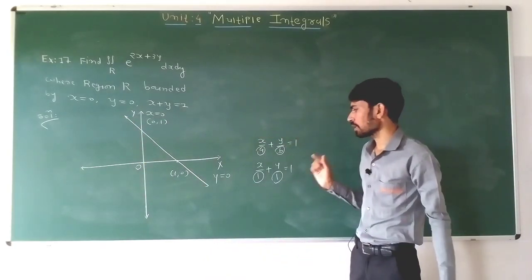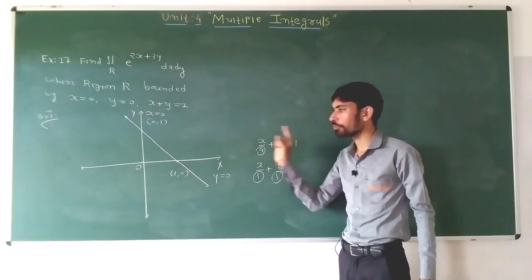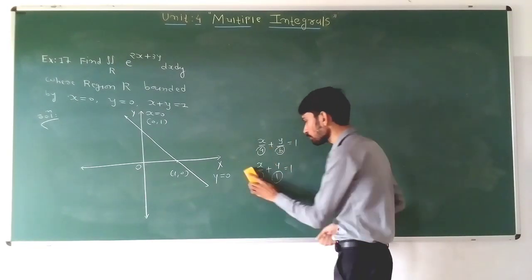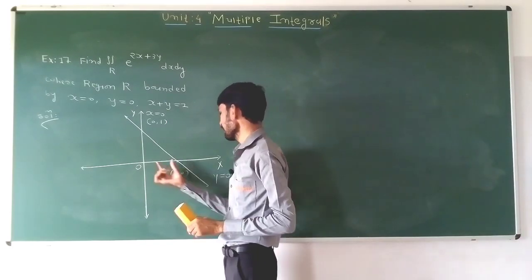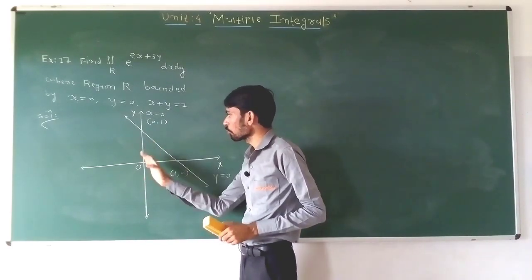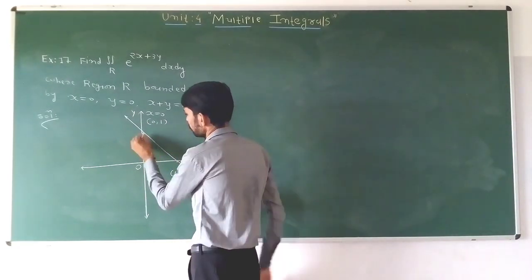Keep these things in mind: x plus y is equal to 1 is the equation of a line that passes through the points (1,0) and (0,1). So our region is bounded by y is equal to 0, x is equal to 0, and x plus y is equal to 1. So this is our bounded region.